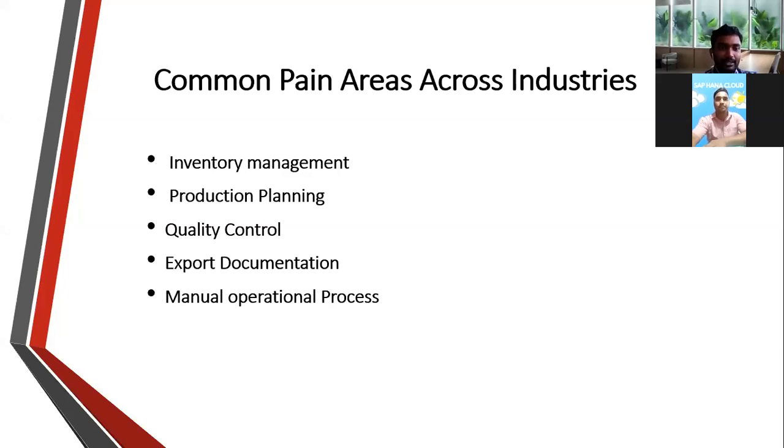So let's start with the common pain areas across the industry. Here are some of the pain areas we have mentioned. First one is inventory management. So whenever we talk about the inventory management system, so many aspects need to be considered, like need to manage batches and serial numbers.